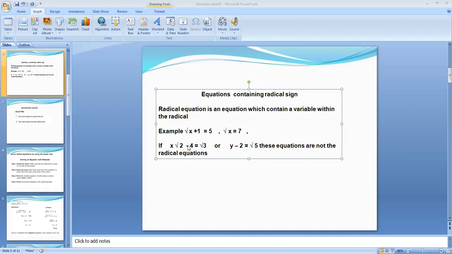Now you can observe the other example. x√2 − 4 = √3, or y − 2 = √5. These equations are not radical equations. Why? Because the variable is outside the root sign, and according to the definition, a radical equation is an equation which contains a variable within the radical sign. So these are not examples of radical equations.